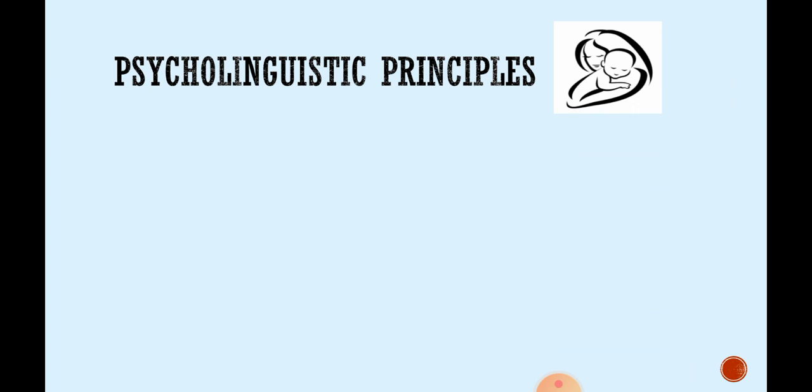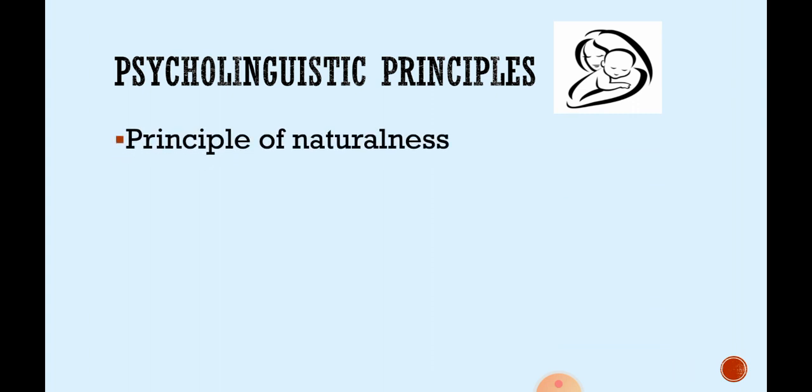Principle of naturalness. When a child is born, the mother is considered to be his first teacher. A mother is equal to 100 teachers. Teaching must be in a natural way. Teaching should be based on one or two skills, like listening and speaking, and then come the other two skills.